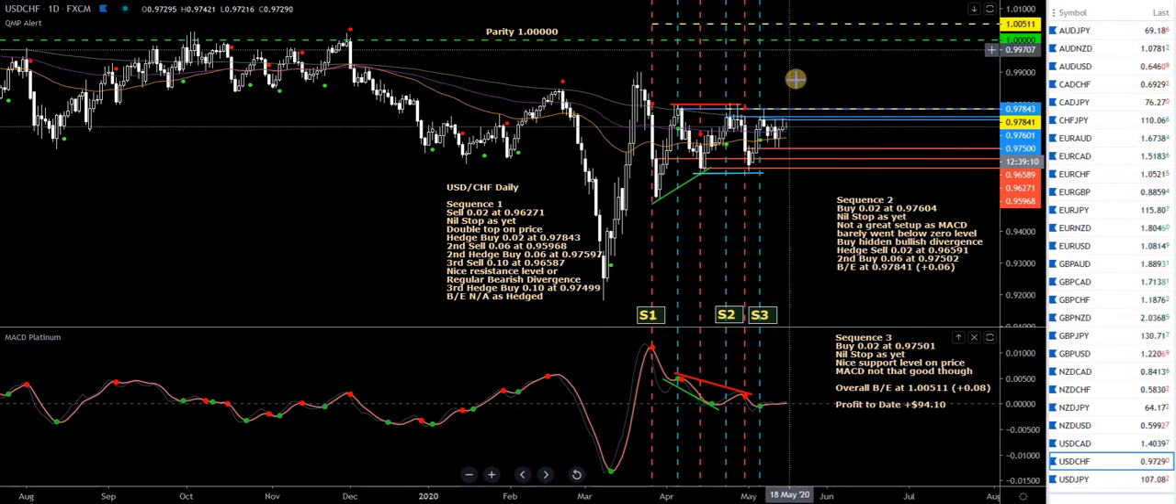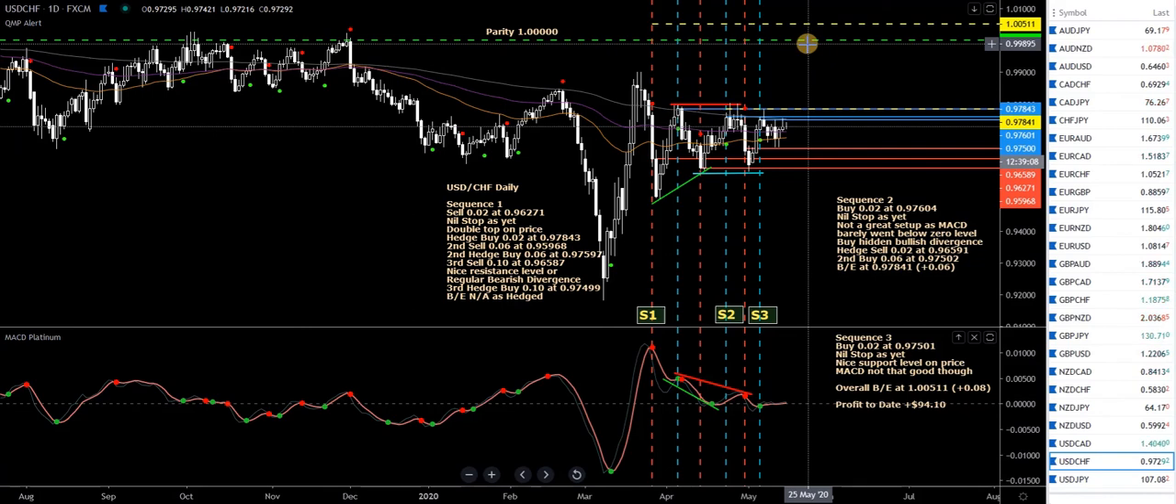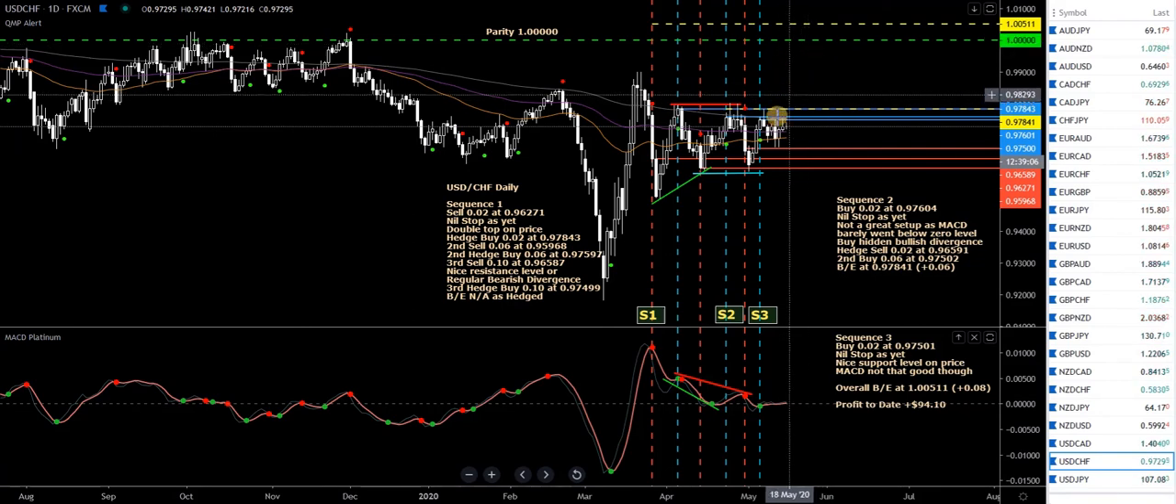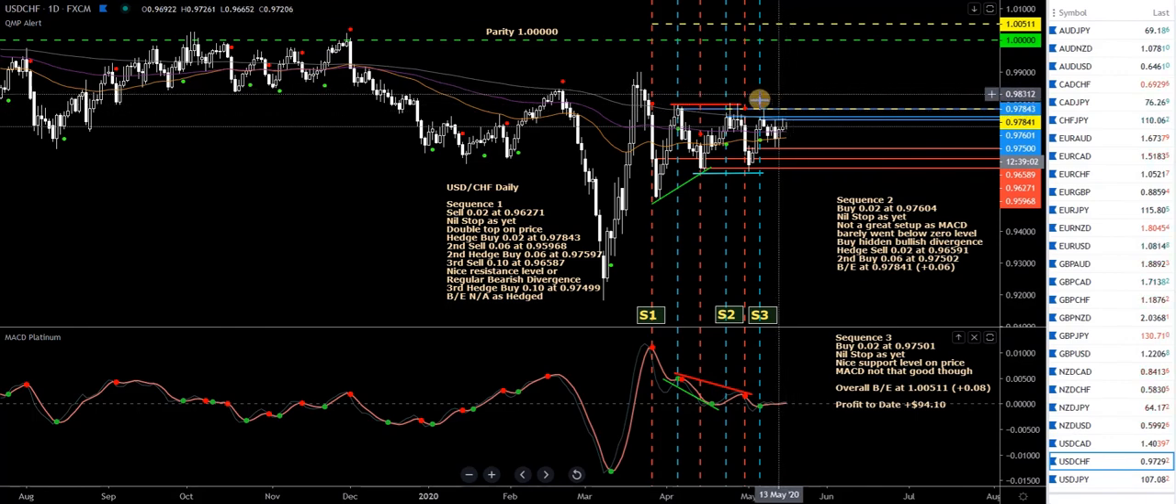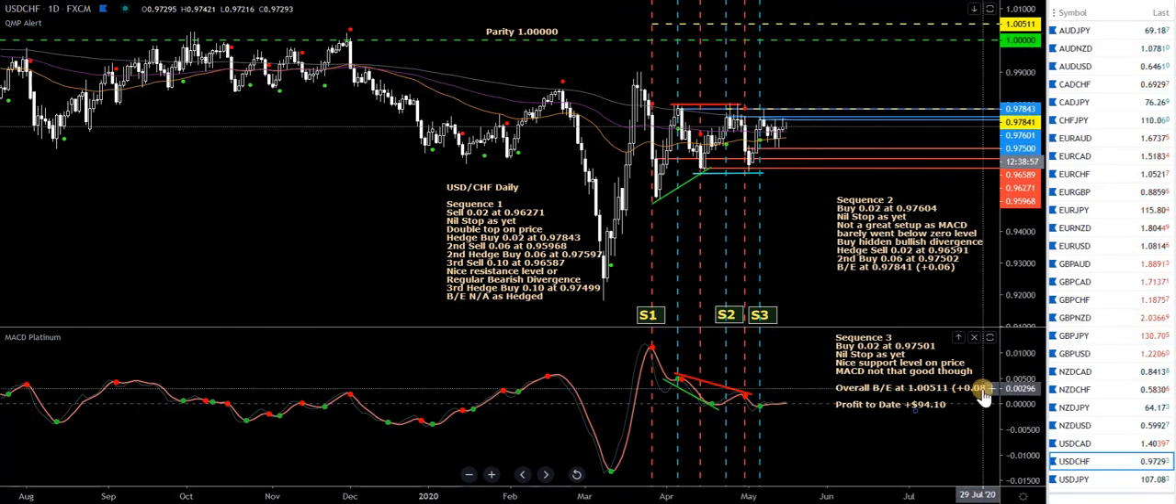It's got to get through parity first, which is this green line up there. So got a bit of work. Ideally, I just want to get sequence 2 and sequence 3 out of the way. Then I'll reverse for sequence 3 and we'll come back down for the sequence 3 trade.